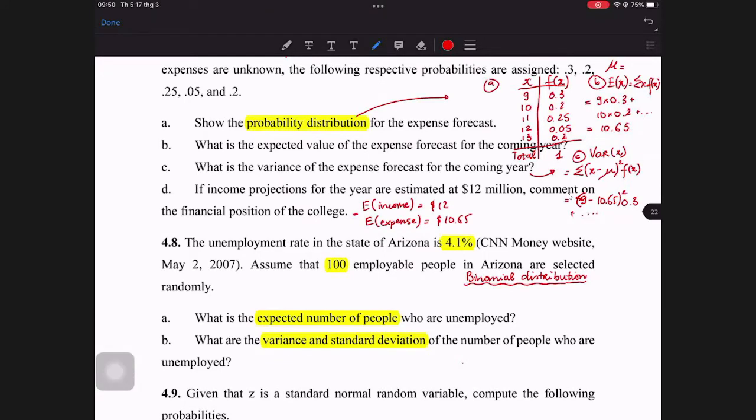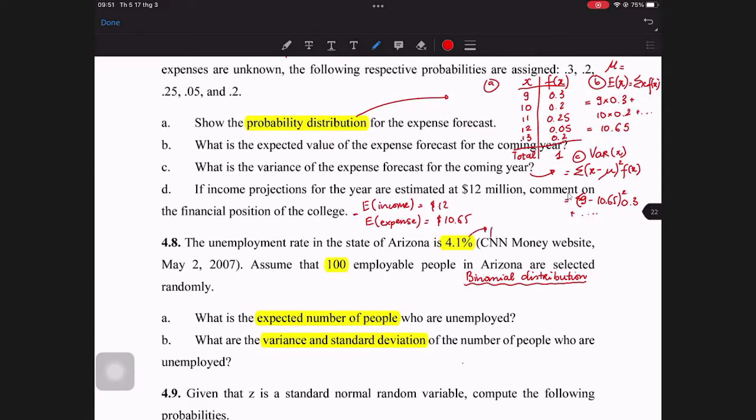Then the next requirement is we have N trials. In this situation, we surveyed 100 people, so N is equal to 100. And then we have independent trials, meaning that the employment status of one person doesn't influence the employment status of another person. So after all of the requirements for the binomial distribution are satisfied, now we can use the binomial distribution in order to answer these questions.